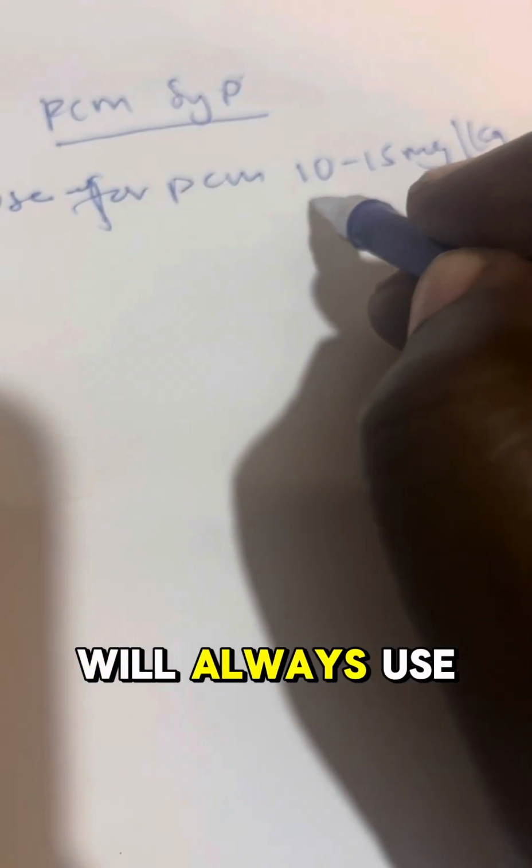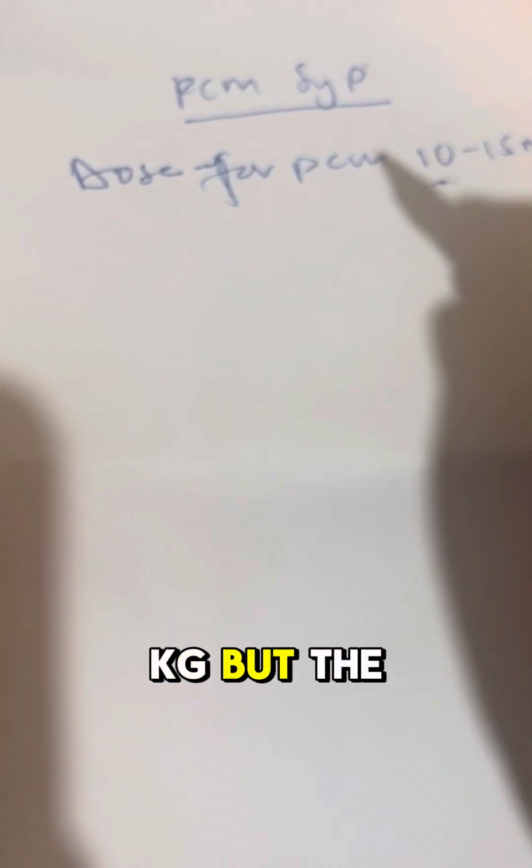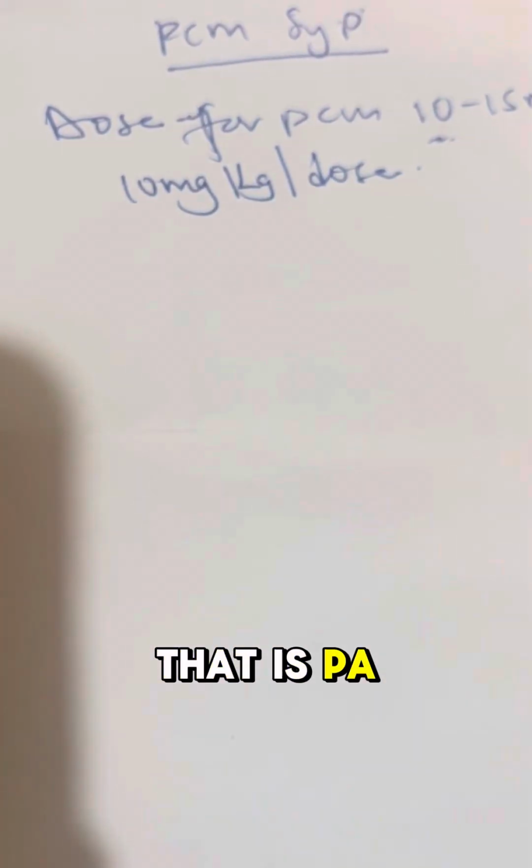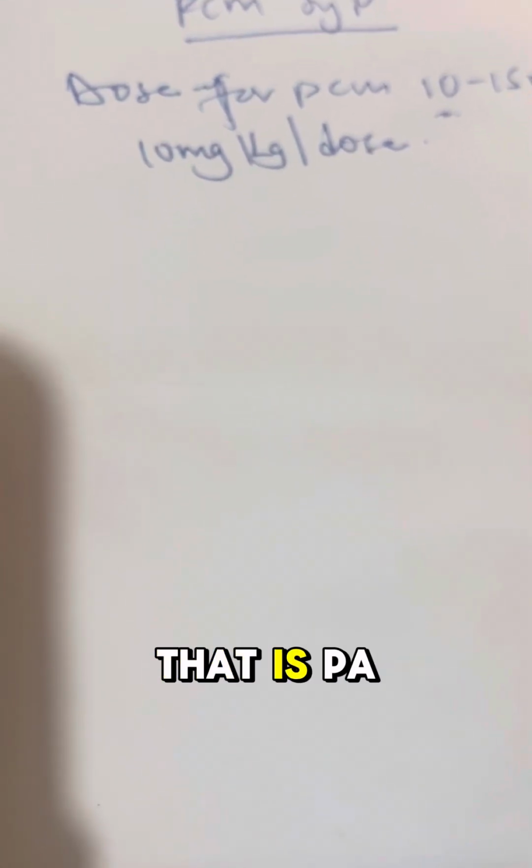But we always use 10. But it's between 10 and 15 milligram per kg. But the calculation I'm going to use, I'll be using 10 milligrams per kg per dose. That is paracetamol, Panadol, acetaminophen.